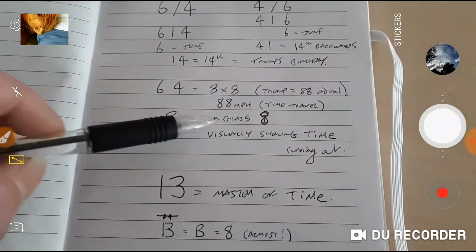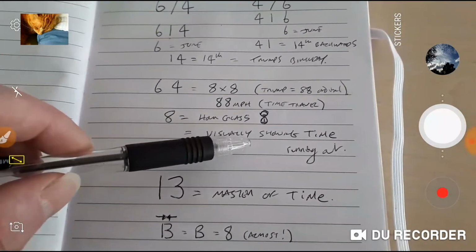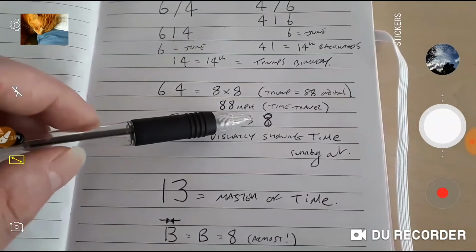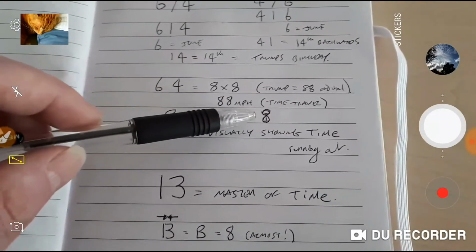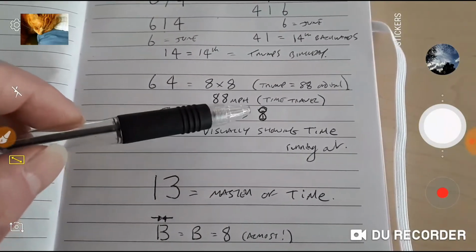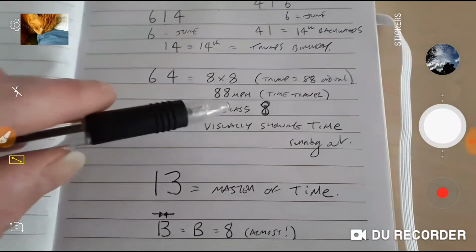8 being the hourglass shape, which is a visual representation of time running out. Shows itself the sands of time passing through it. Gives you a visual representation of how long there is left till it's finished and it's ran out.